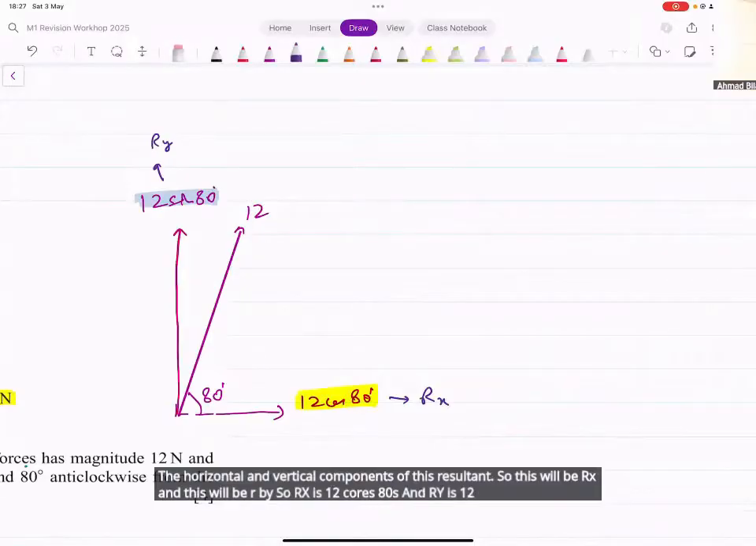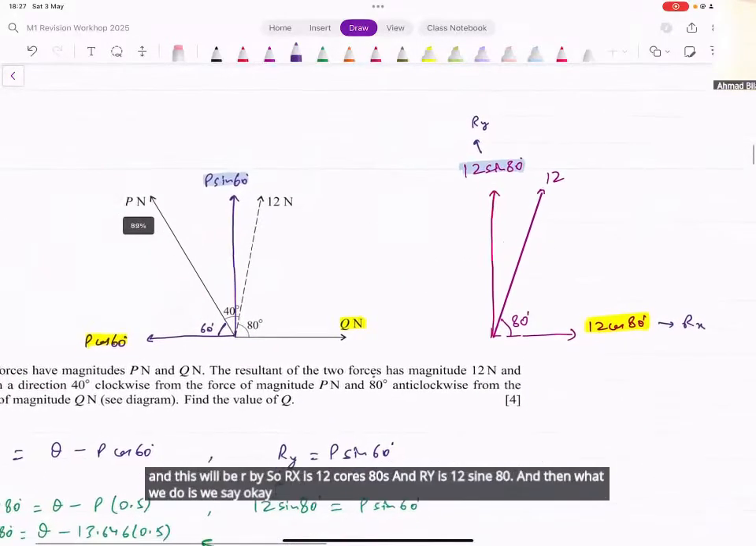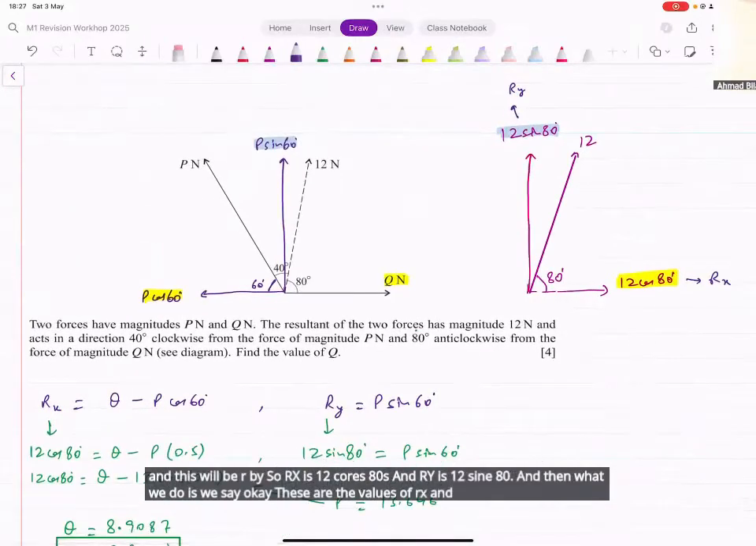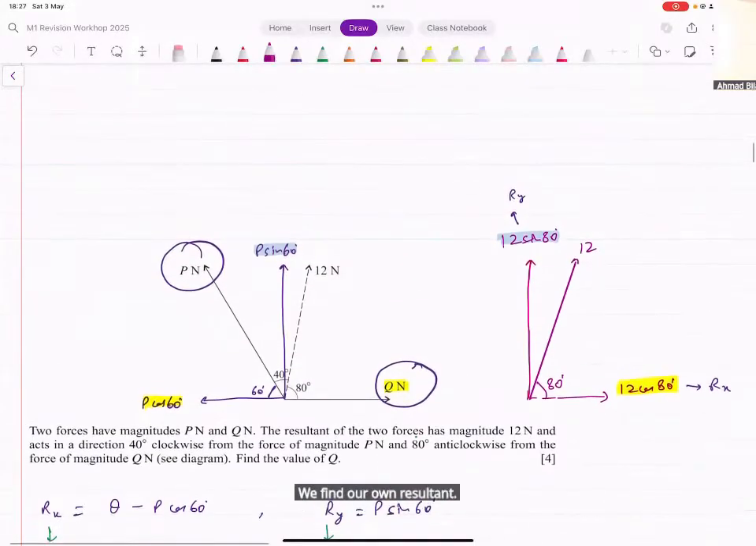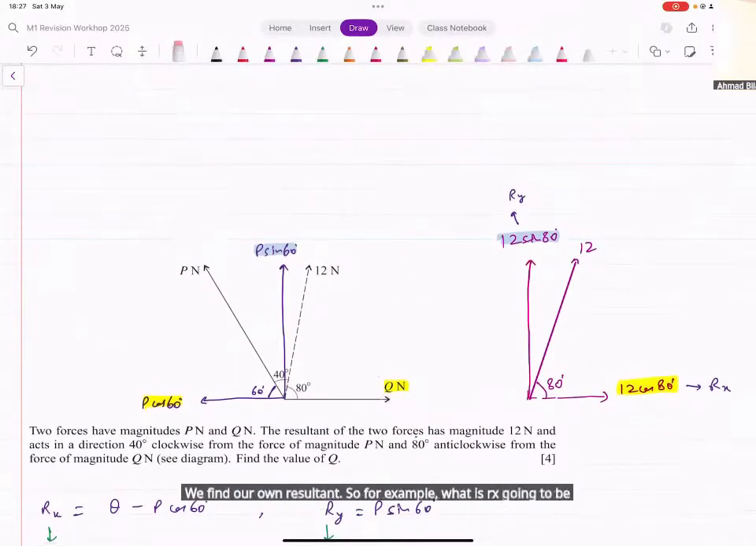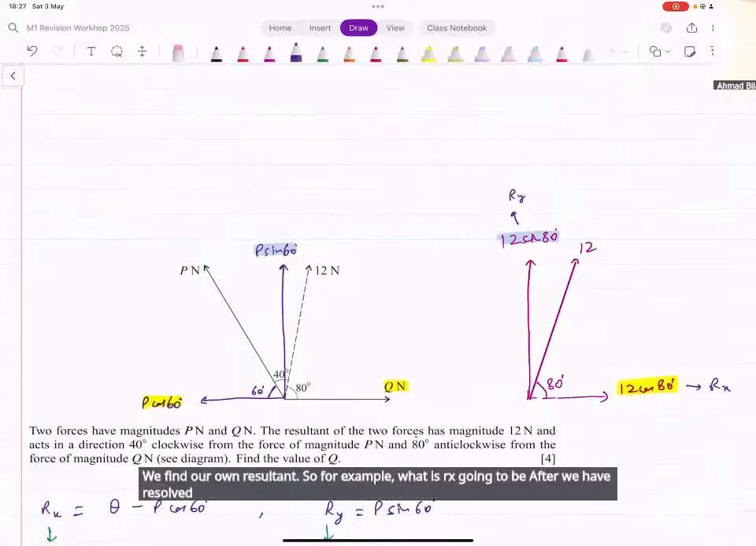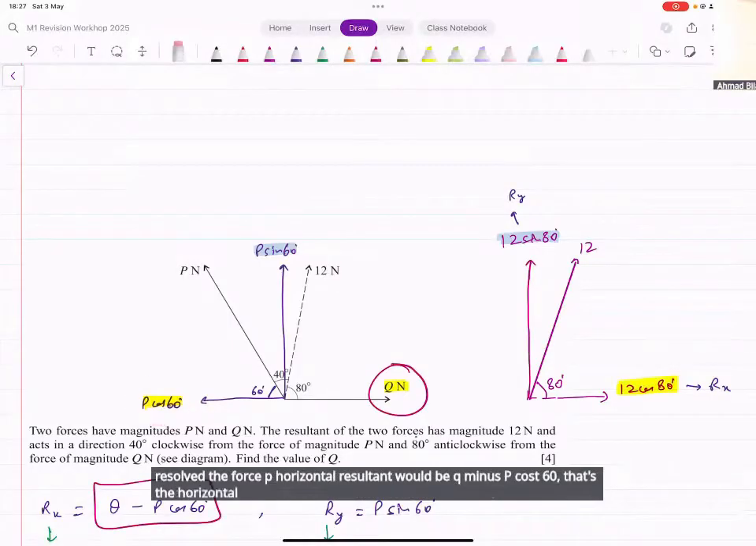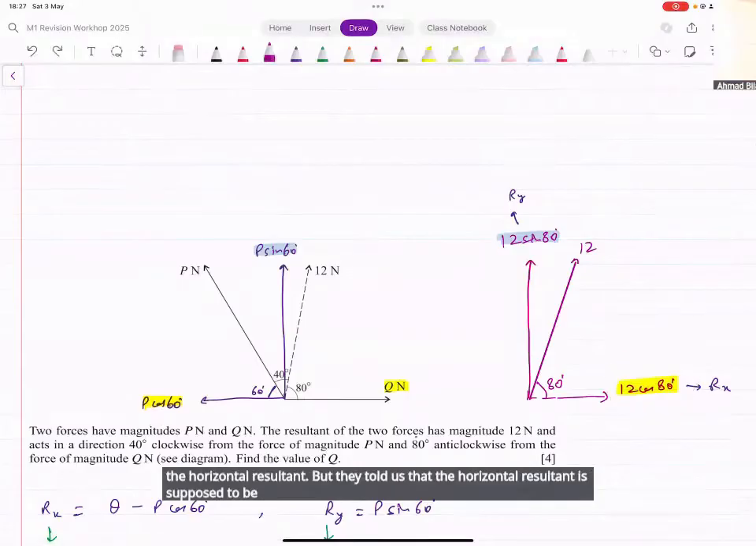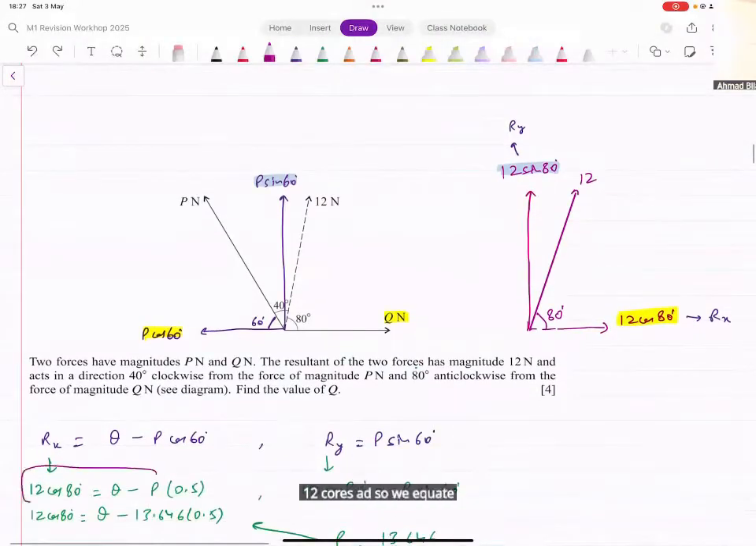And then what we do is we say, okay, these are the values of Rx and Ry. Using these original forces, which were P and Q, we find our own resultant. So for example, what is Rx going to be? After we've resolved the force P, horizontal resultant would be Q minus P cos 60. That's the horizontal resultant. But they told us that the horizontal resultant is supposed to be 12 cos 80. So we equate it with that and we get an equation like this.